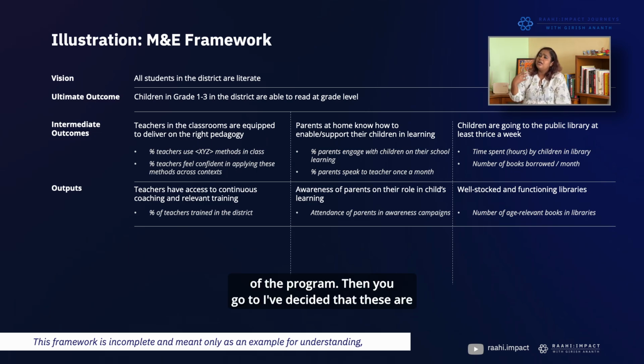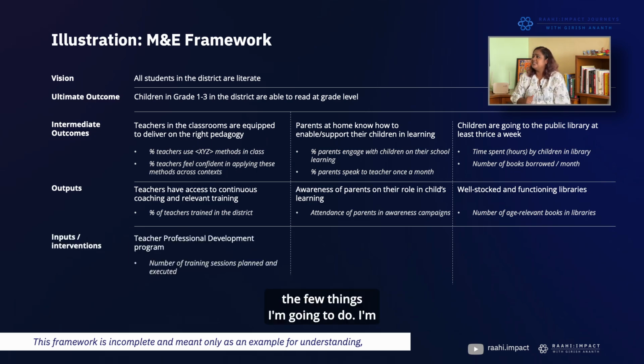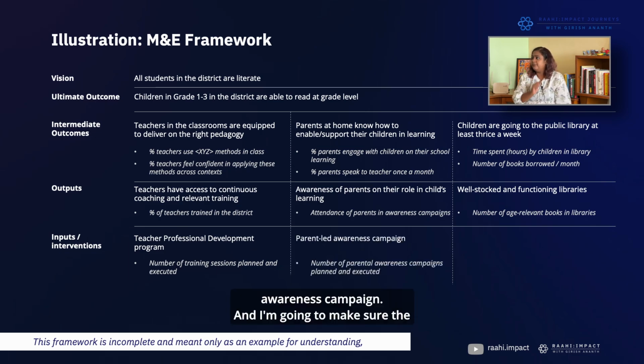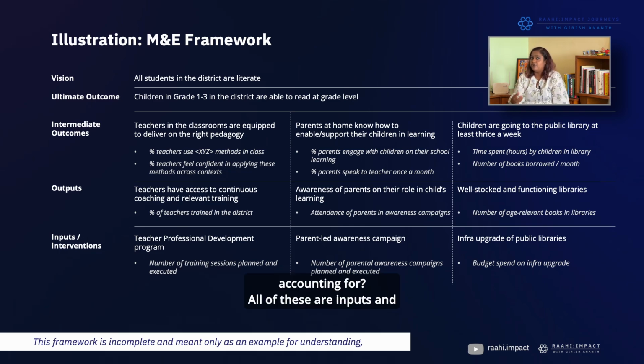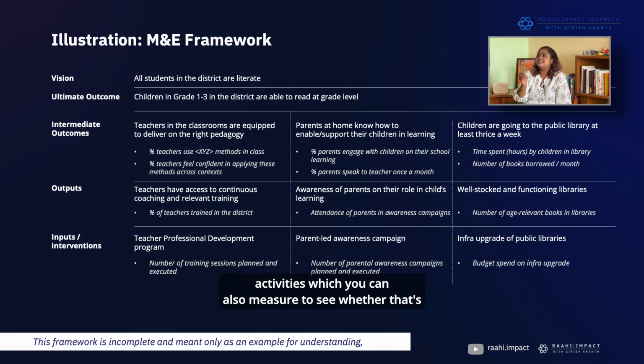Then you go to, I've decided that these are the few things I'm going to do. I'm going to have a teacher professional development and coaching program. I'm having a parental awareness campaign, and I'm going to make sure the infrastructure in terms of libraries and resources are full. What does that mean? How many sessions do I plan? How many resources do I put out? How much money am I spending? How much time am I accounting for? All of these are inputs and activities which you can also measure to see whether that's happening.